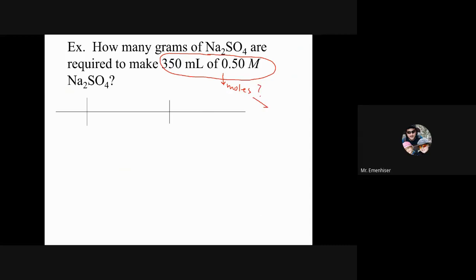And then once I know moles, I can use the molar mass to get mass. All right, so if I have 0.5 molar, that is 0.5 moles of sodium sulfate.